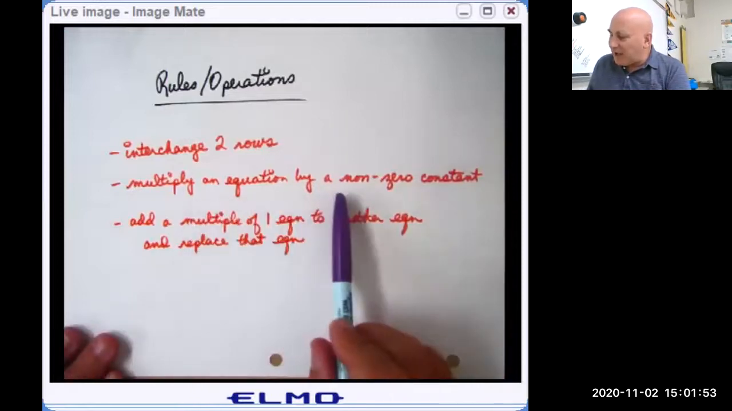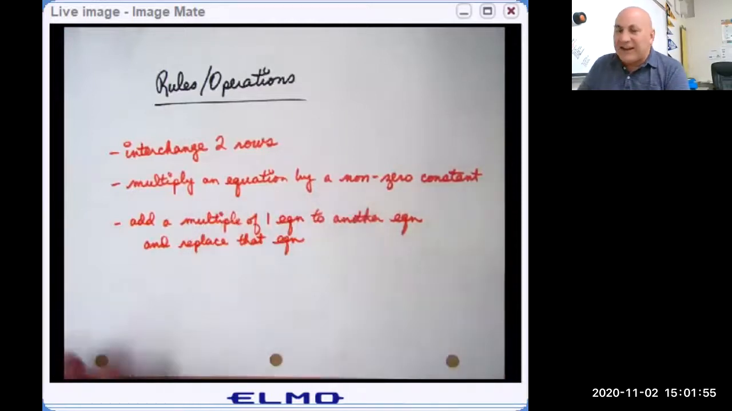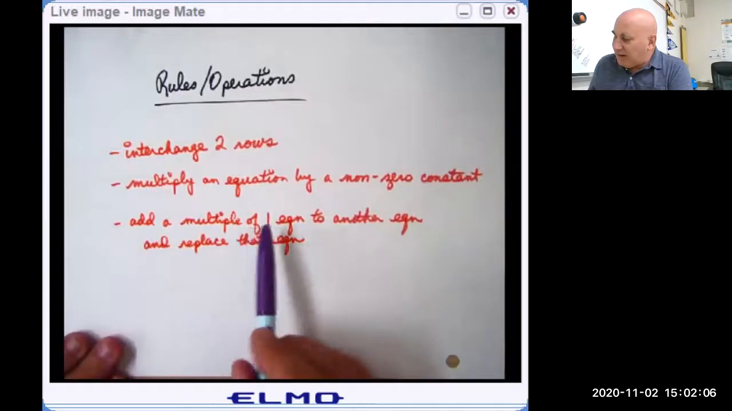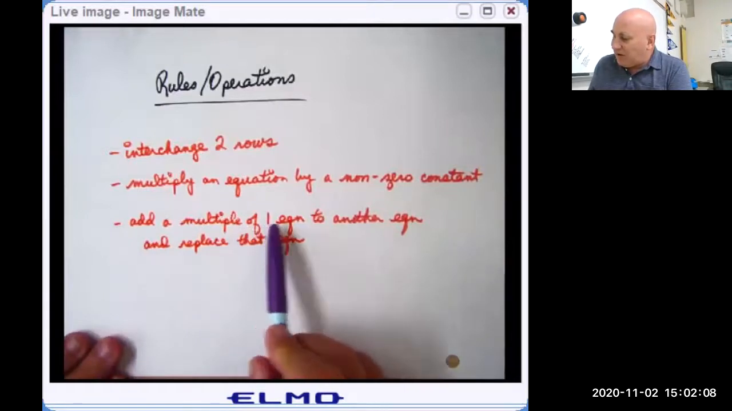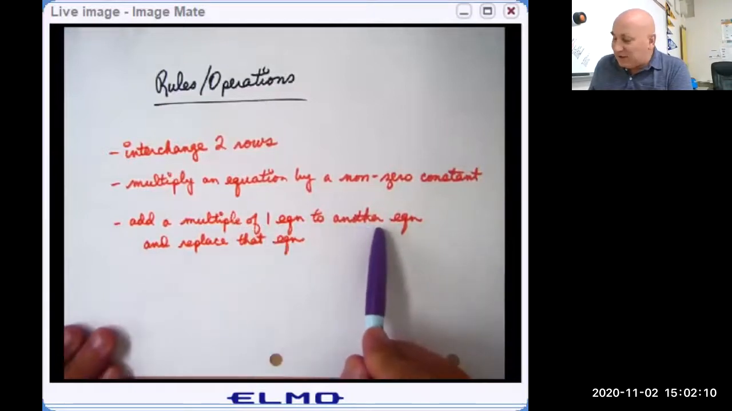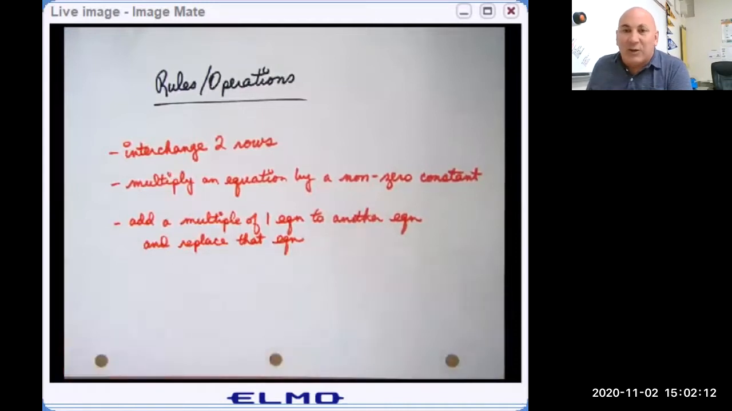Second, you can multiply one equation by a non-zero constant. In other words, I'm going to take one equation and multiply it by 5. And then a third step is you can take a multiple of one equation, add it to a second equation, and replace that second equation with the new sum. And I'm sure you're going, not to worry. It'll make sense to you in a few minutes. So make sure you have this written down. Pause now because I'm moving on.